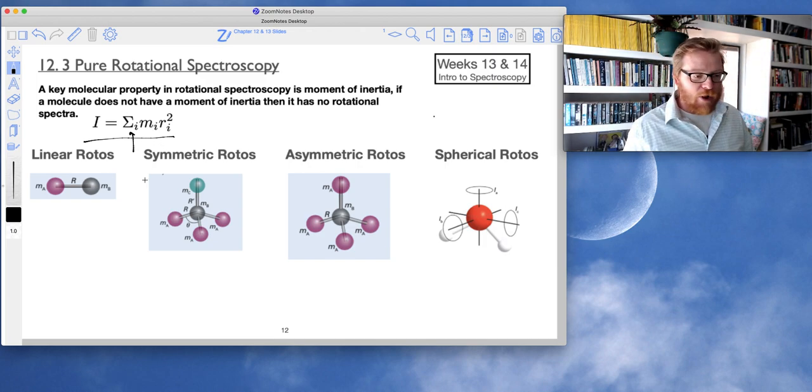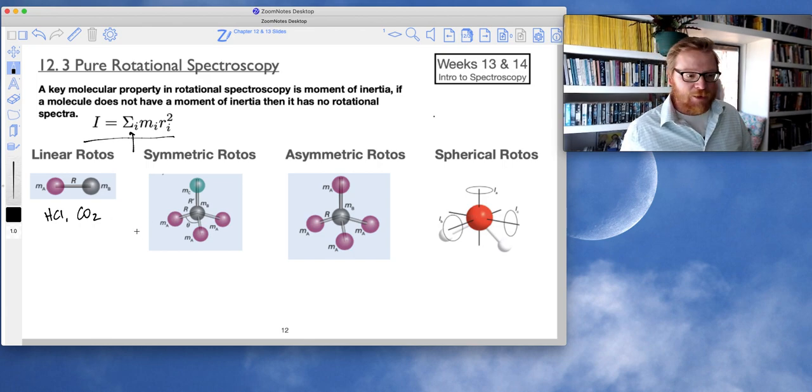And I just want to describe this briefly. We have linear rotors. And so HCl is our classic example of a linear rotor. Okay, so examples are HCl, something like CO2, right? So linear molecules. So it doesn't just have to be a diatom.